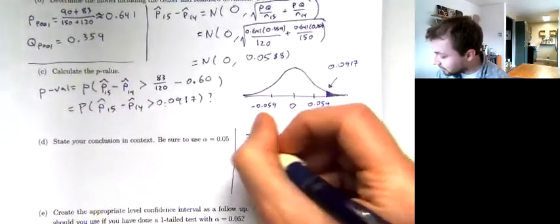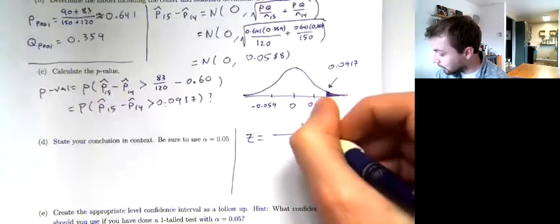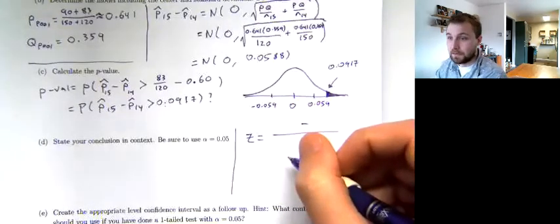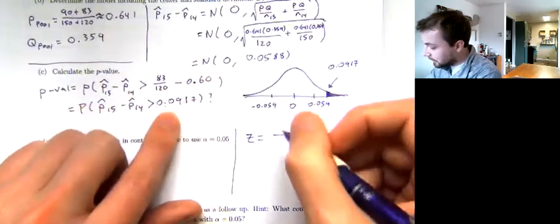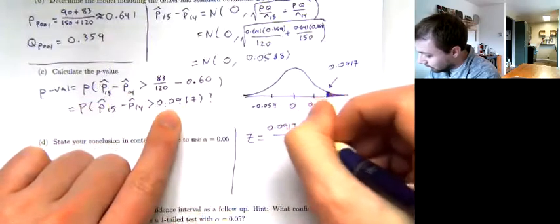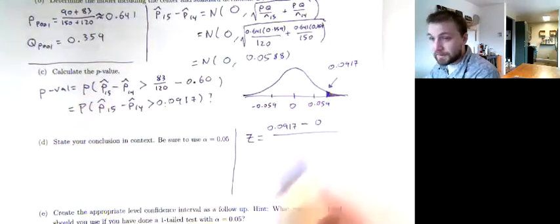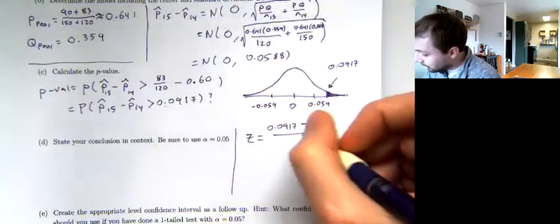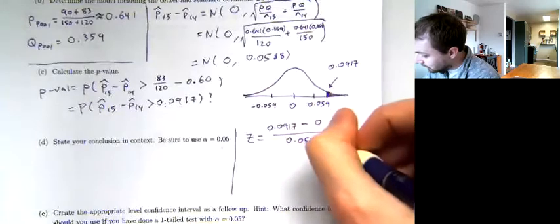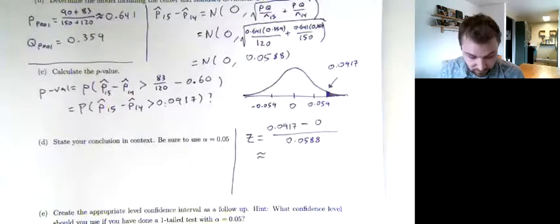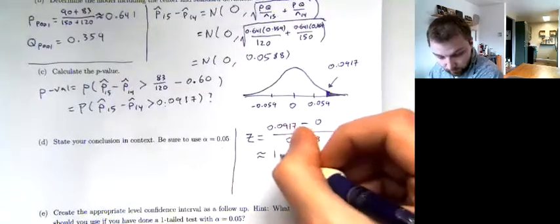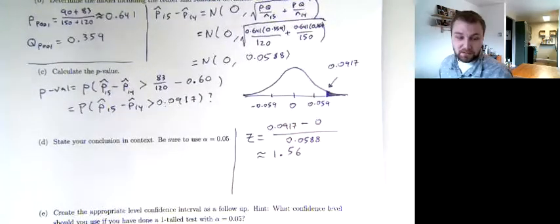I'm going to find the z-score the same way I always find the z-score, by taking my value minus the center divided by the standard deviation. My center is just subtracting 0, so I have to do almost nothing on the top. I just take whatever my difference was before. So on the top, I have 9.17%, divided by, I am counting by my standard deviation. My standard deviation is 5.88%. When I do the division here, I get approximately 1.56 as my z-score.